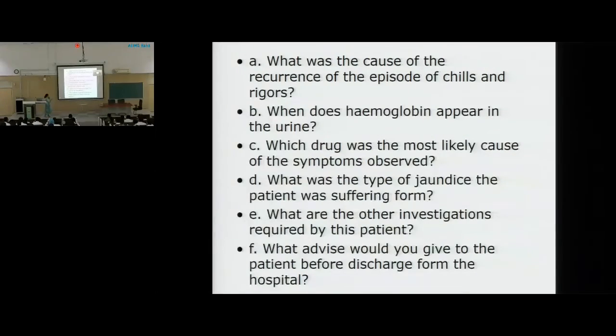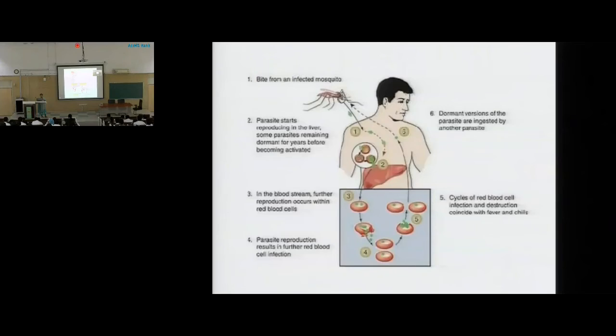So what is responsible for the chills and rigors? It is because of the release of the malarial antigens. Malarial antigens are released periodically in blood, and because of the release of these antigens, the thermostat in our hypothalamus is set high. So because of the higher temperature, there are... Does hemoglobin appear in urine? When will it appear in urine?